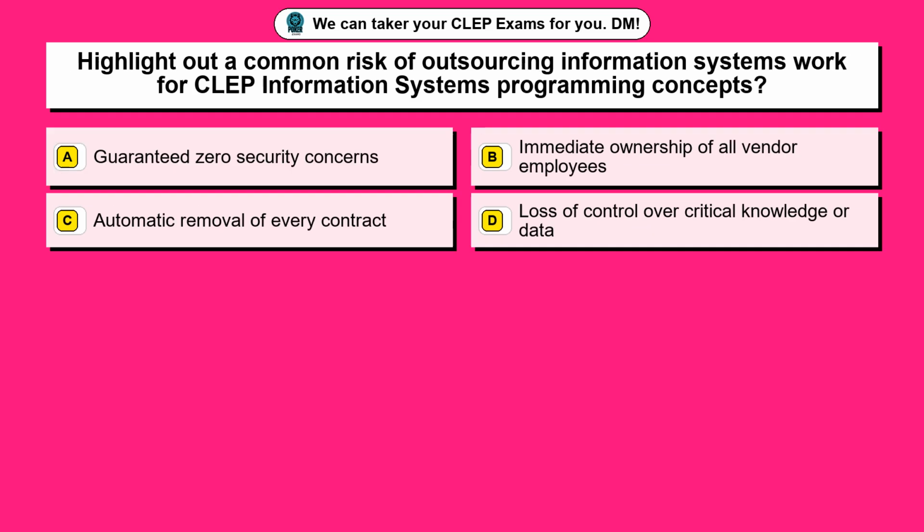Question 96. Highlight a common risk of outsourcing information systems work for CLEP Information Systems programming concepts. Option A, guaranteed zero security concerns. Option B, immediate ownership of all vendor employees. Option C, automatic removal of every contract. Option D, loss of control over critical knowledge or data. The correct answer is option D, loss of control over critical knowledge or data.